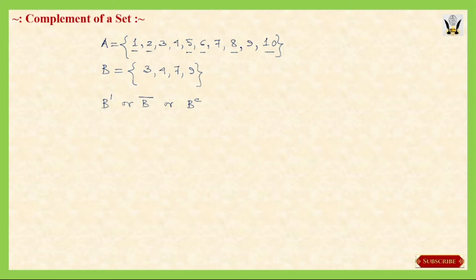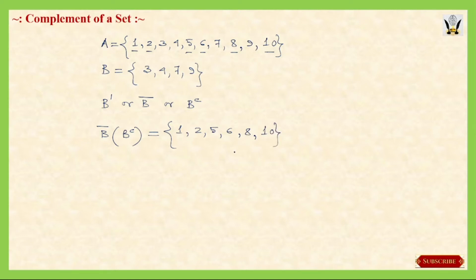Since A has in total 10 elements and B has 4, definitely when we are finding the complement of B with respect to A, that set will have 6 elements, and those 6 elements are 1, 2, 5, 6, 8 and 10. So B bar or B complement or complement of B will be a set with 6 elements: 1, 2, 5, 6, 8 and 10.